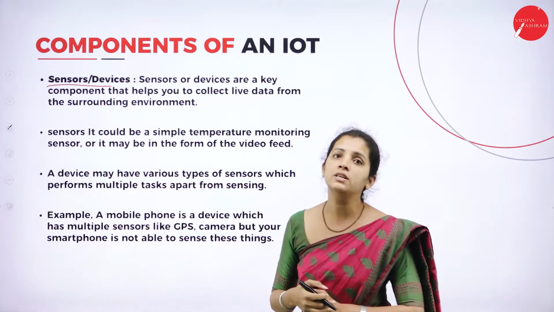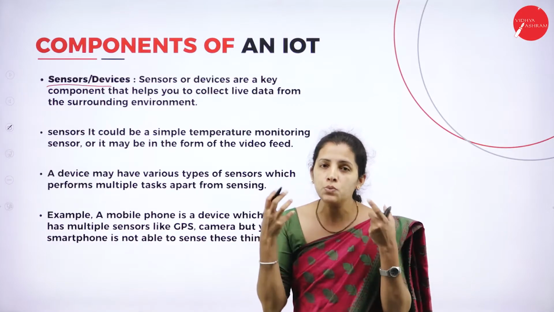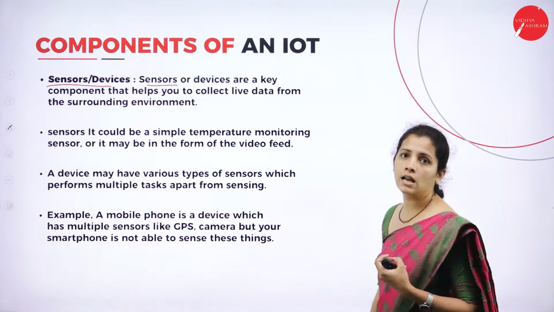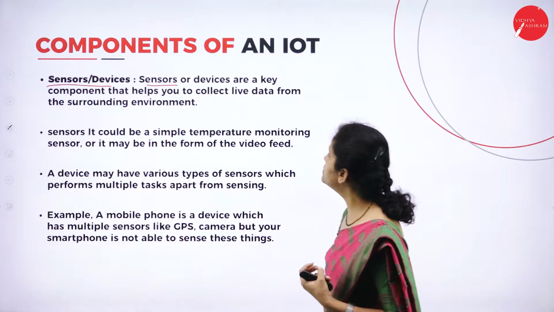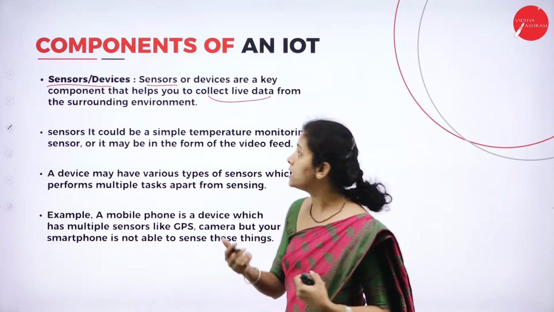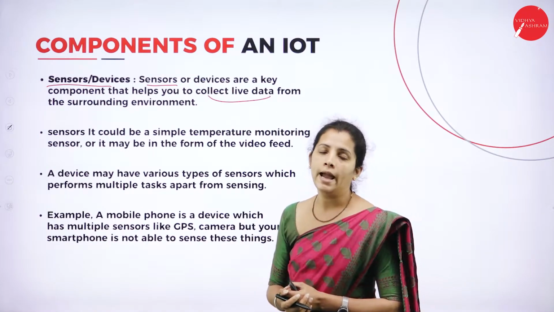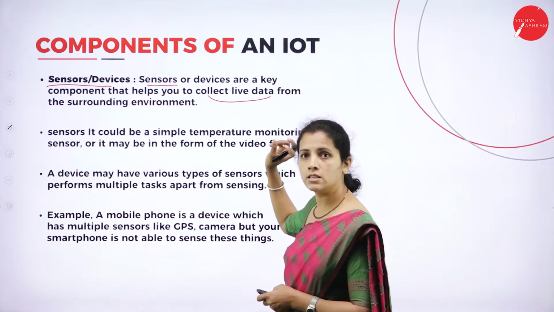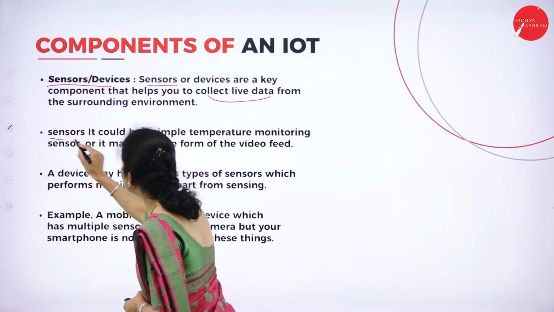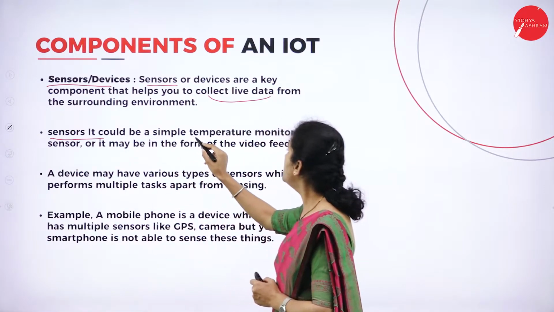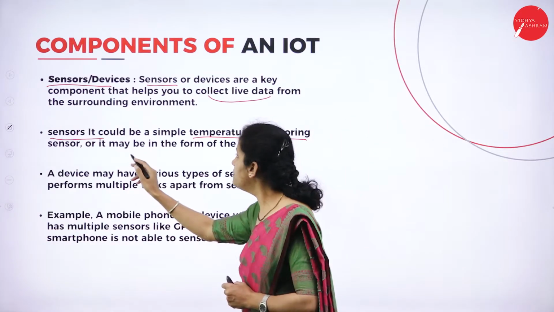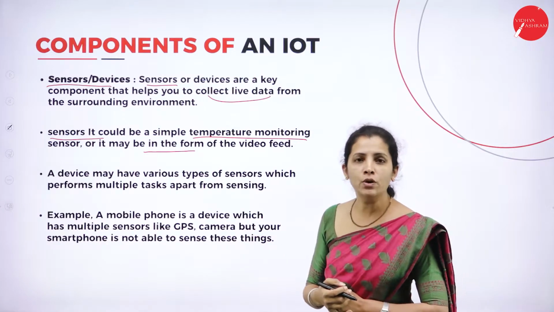So what is the job of the sensor? It is to sense. Sense means what? Collect the data. So sensors or devices are the key component that helps to collect live data. Live means what? Real time data from the surrounding environment. So the job of the sensor is to collect live or real time data. A sensor could be a simple temperature monitoring sensor. An example for a sensor may also be in the form of a video feed.